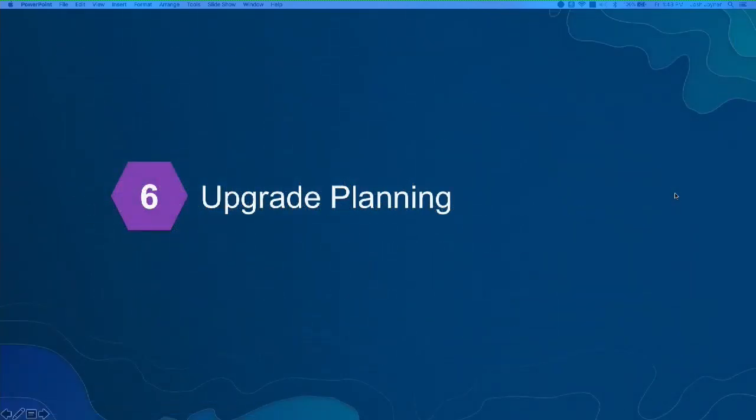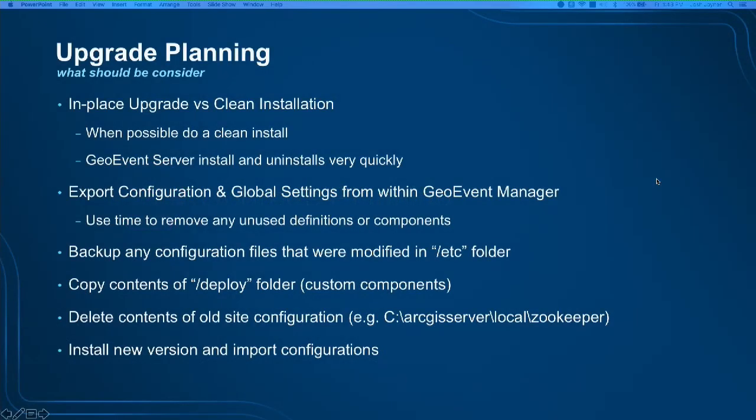I want to touch briefly on upgrade planning. This is something we frequently get requests about. What are some best practices for upgrade planning? Whenever possible, try to do a clean installation of GeoEvent Server. GeoEvent installs in about 3 to 5 minutes. It's not Portal. You're not waiting an hour for it to finish loading. Whenever possible, use it as an opportunity to do some housekeeping. If there are components you don't need, try to remove those. But then export your configuration. If there are any global settings you need to modify, export those as well.